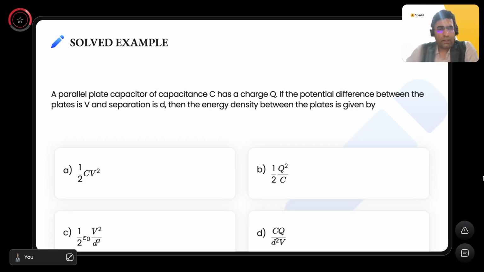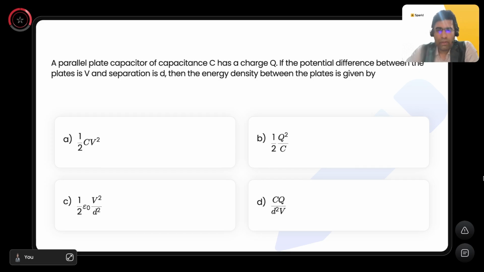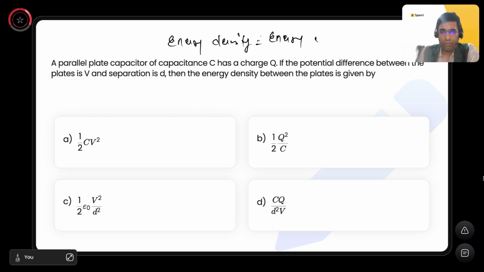A parallel plate capacitor of capacitance C has charge Q. If the potential difference between the plates is V and separation is D, the energy density between the plates is... So what is energy density? Energy density is energy stored per unit volume, and the direct expression for it is half epsilon naught into E square. Alright. This is the expression for energy density.